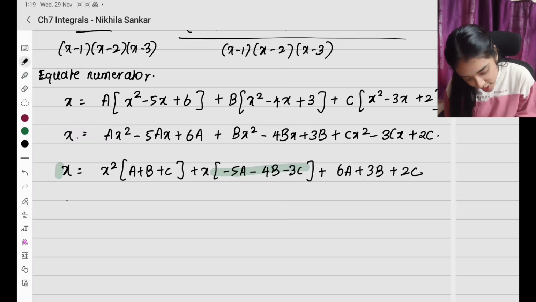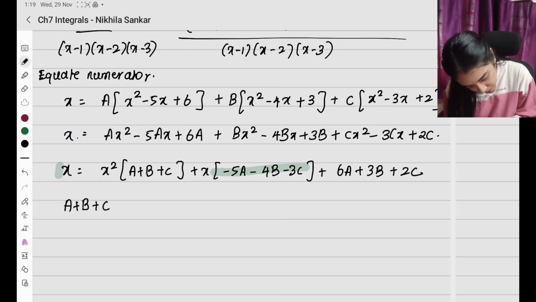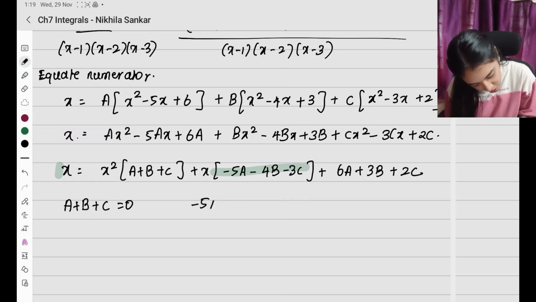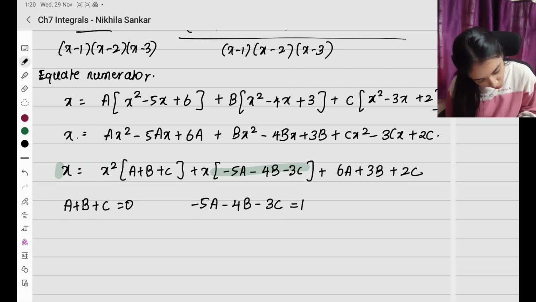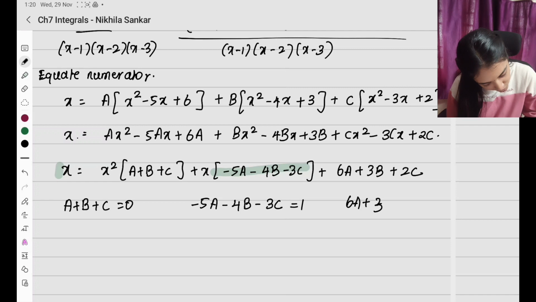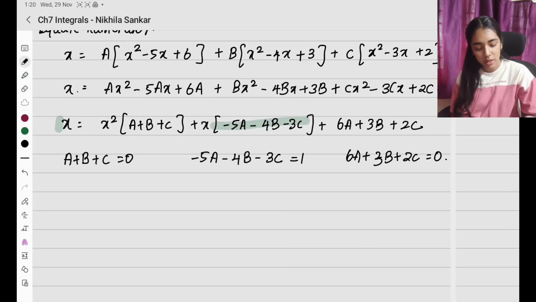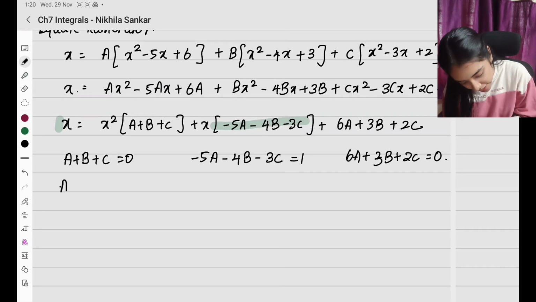So minus 5a minus 4b minus 3c equals 1. மற்றது எல்லாமே 0. So I basically have a plus b plus c equals 0. இதுக்கு மட்டும் இருக்கு minus 5a minus 4b minus 3c equals 1. And this is again going to be 0. So 6a plus 3b plus 2c equals 0. இப்போ போன question நம்ம எப்படி போட்டோமோ அதே மாதிரி தான் போட போறேன். So I have a equals minus b minus c.